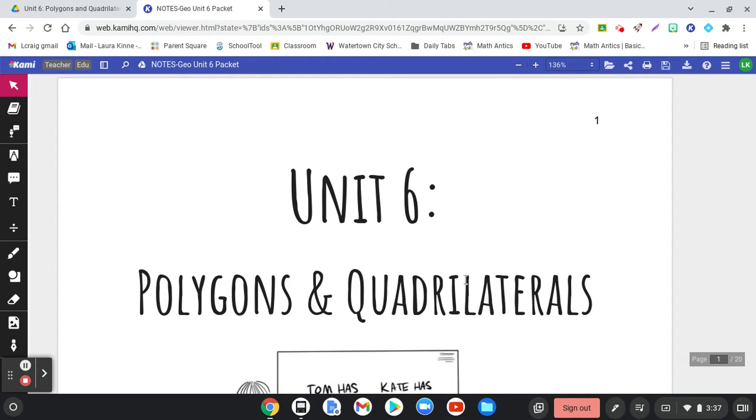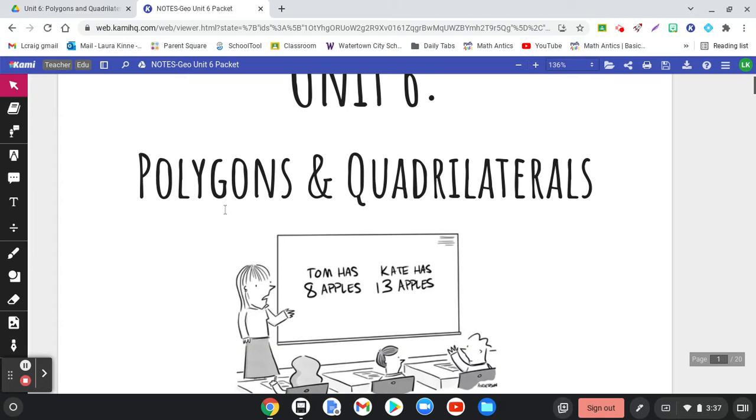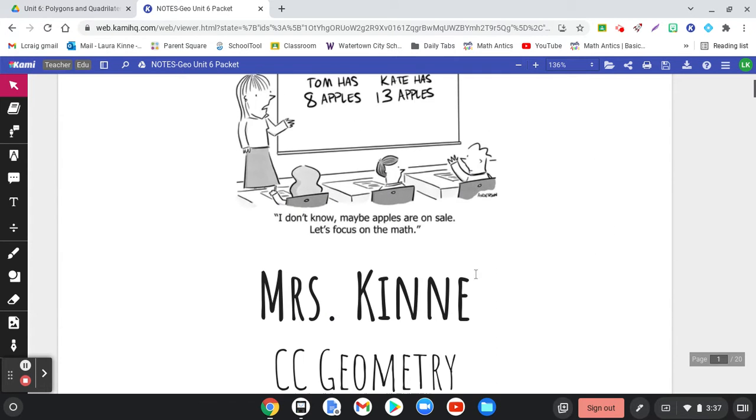Everybody. So we are going to start Unit 6 today. We're going to do the first part of the chapter before Christmas break, and then we'll do the second part when we come back. I'm hoping to get through this whole first part of the packet, and then we'll hopefully quiz on Wednesday of next week. So it's all about polygons and quadrilaterals.